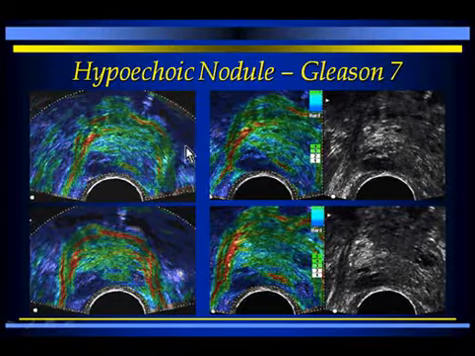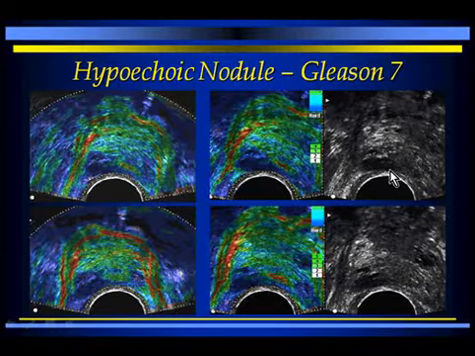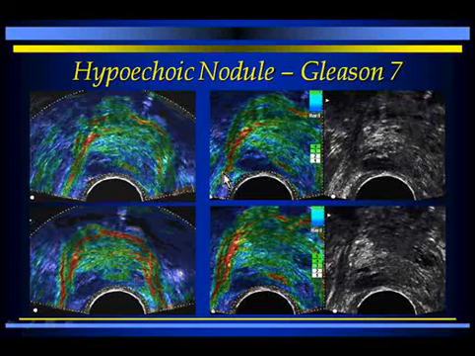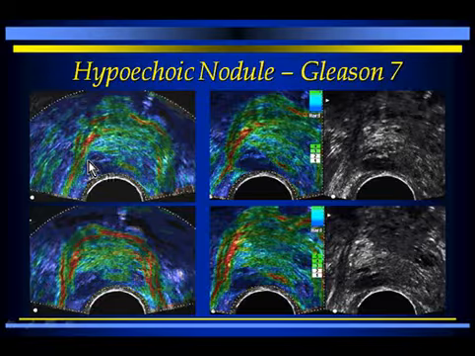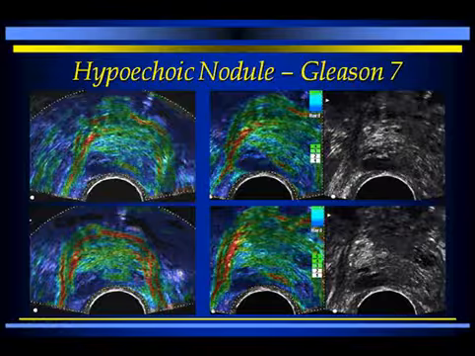Here's an example. This is the grayscale image showing you a hypoechoic nodule in the right apex of the prostate. This turns out to be a Gleason 7 tumor. And this is the elastogram in that area. And you can see the dark blue here corresponds to the hard nodule. And the darker color here corresponds to something that has less elasticity on your elastogram.